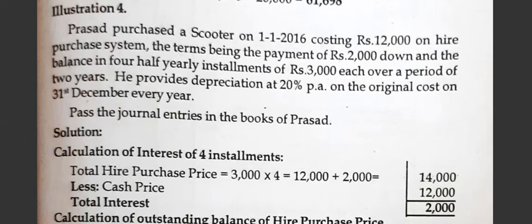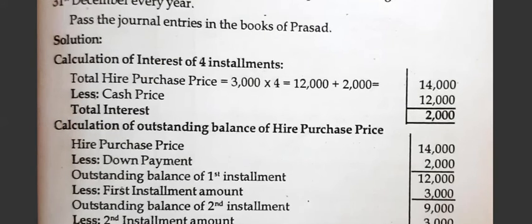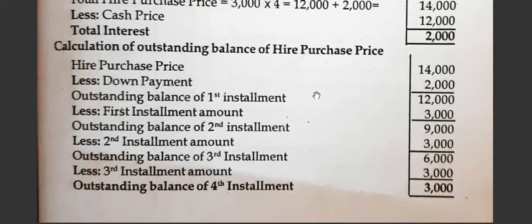Now for each installment, how much we have to calculate. So that is how we have to find out the ratio now. Say hire purchase price, 12,000. It is calculated till here. Less down payment, 2,000. So what is outstanding for the first installment? 12,000. Less first installment, they will pay every installment 3,000. So 12 minus 3, 9,000. This is the outstanding balance for the second installment. Less the second installment, 3,000 rupees. So this is the outstanding balance for the third installment. Less third installment, 3,000.